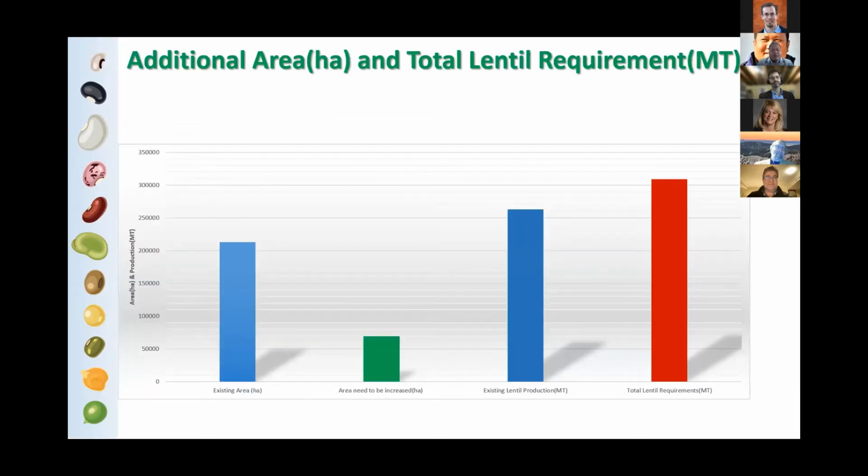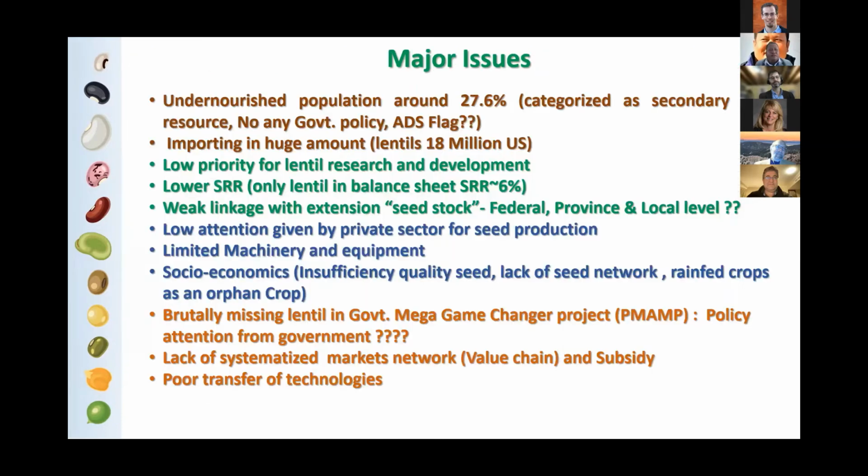In Nepal, it was estimated that the total requirement of lentil is 306,000 metric tons. To meet this demand, we have to increase the land by about 60 to 70,000 hectares more. This is the existing area and our existing lentil production.